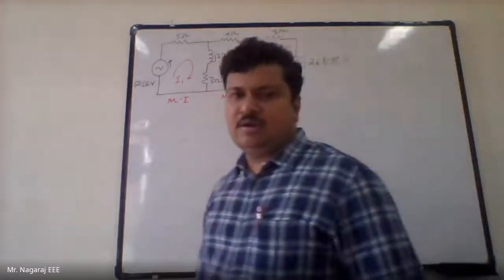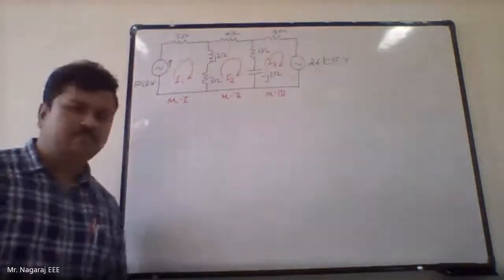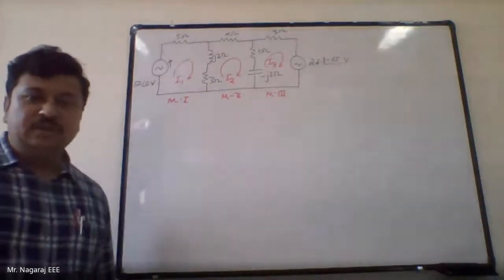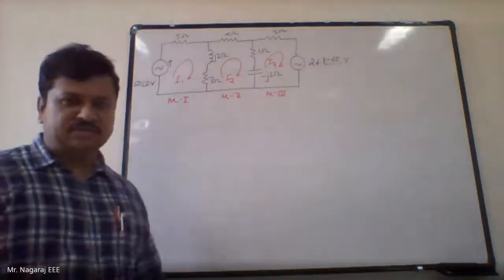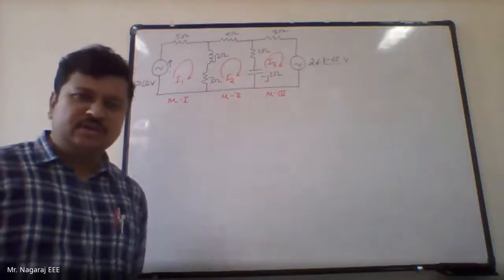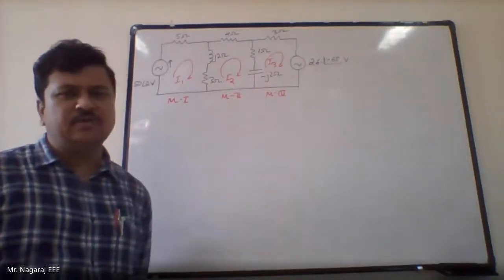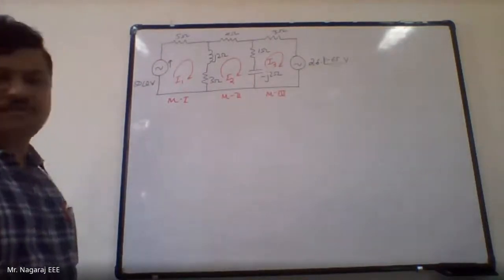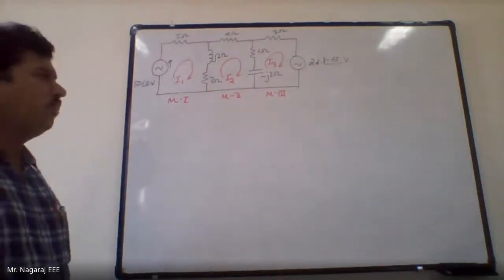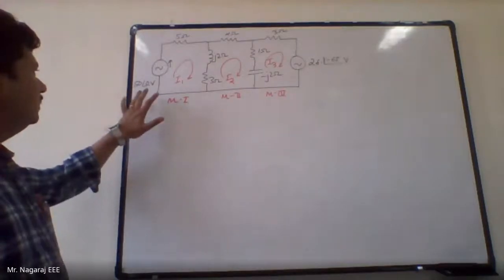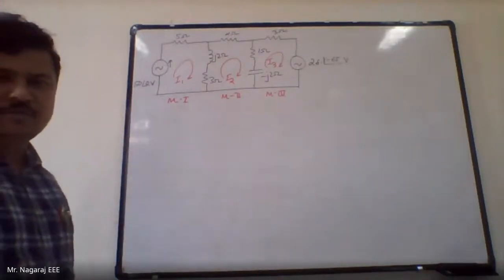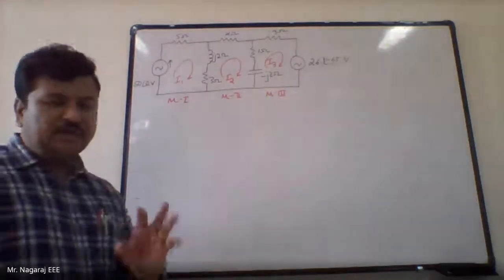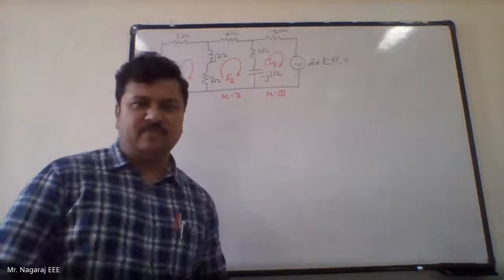Now when you go for mesh current analysis, I generally keep only the voltage sources as sources in the equations. Because if I have a current source, that mesh current is equal to that current source value. Now what about the polarities with voltage sources and other passive elements? We should understand the nature of the elements for that.